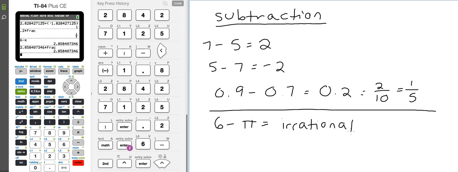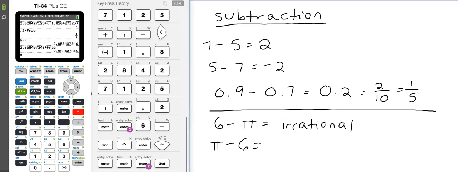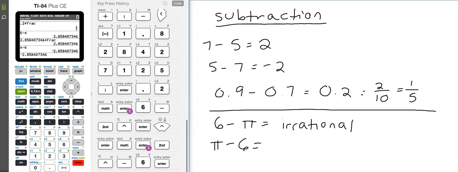Let's try an irrational number minus a rational number. Let's do pi minus 6. Do it on the calculator. Second pi minus 6. Let's see, is this rational or irrational? Up arrow to copy, math, frac, enter. The calculator could not convert it to a fraction and therefore it is irrational.